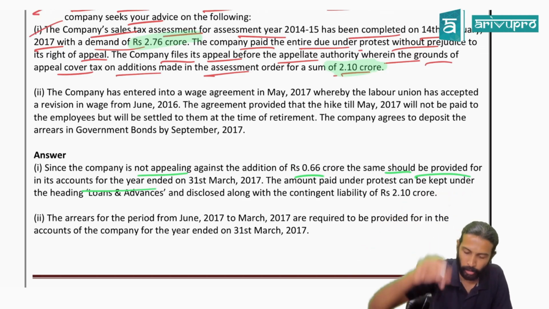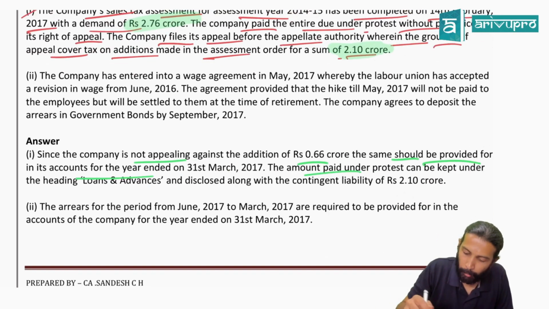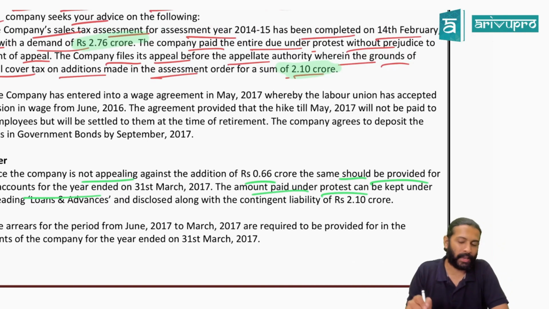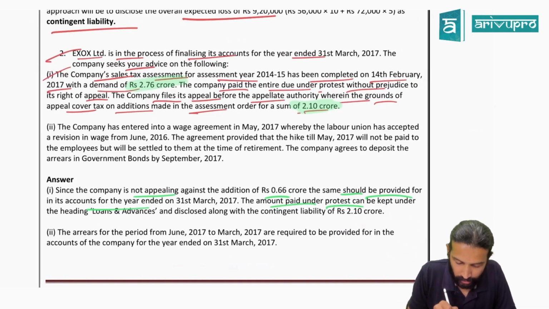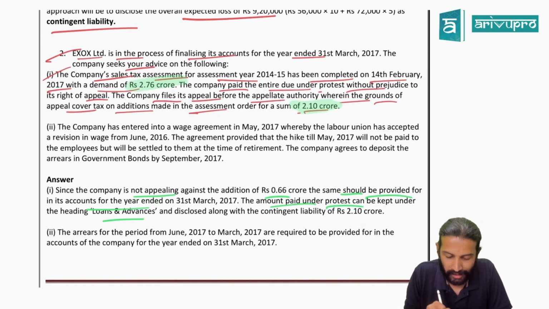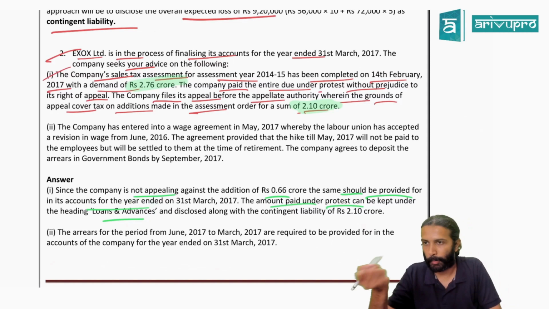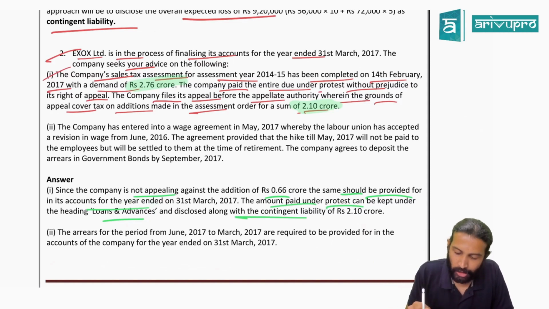Fine, now they're saying book it off in your accounts. The amount paid under protest. Did you pay any amount under protest? Yes, how much amount did you pay under protest, sir? 2.76 crores. That should be shown under loans and advances, because you paid under protest, no? And disclosed along with a contingent liability of 2.1 crore.